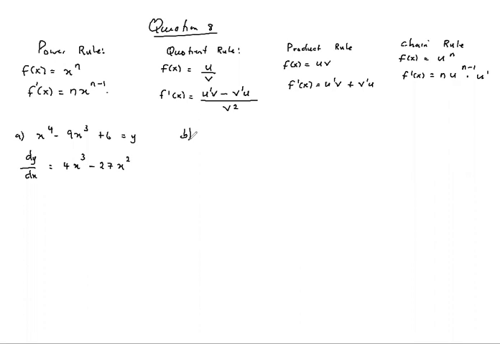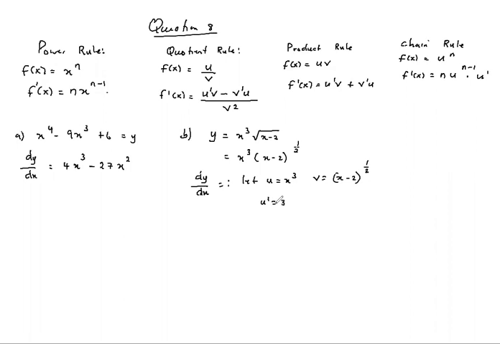Then B. For B, I'll write it as y directly. This can also be written as x³ times (x minus 2) to the power half. So the derivative dy/dx, here now use the product rule, remember, where you let your u be x³, let your v be (x minus 2) to the power 1 over 2.